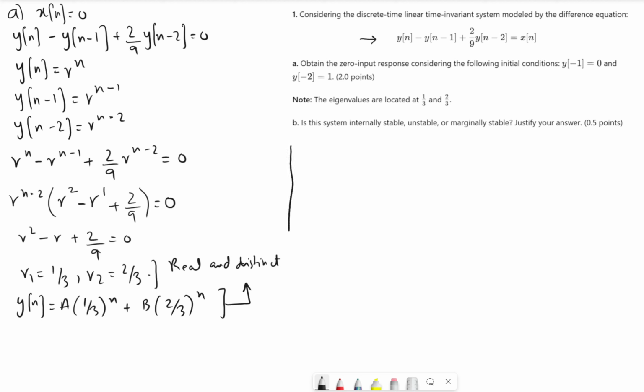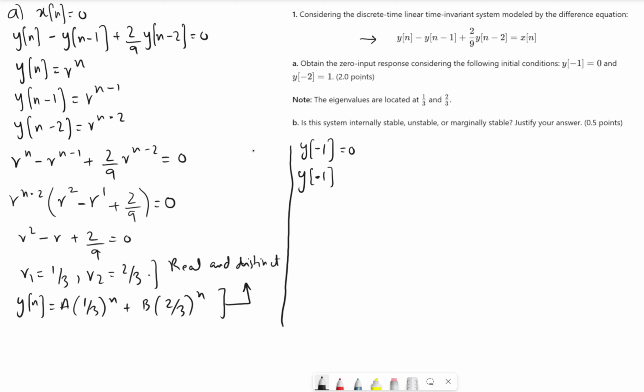Okay, so now we know the general solution. Now we'll use these initial conditions to obtain a and b. So let's first use the first initial condition, which is y of minus 1 equals 0. This is our first initial condition. So we need to put minus 1 in the y equation. Wherever there is n, we replace n with minus 1.